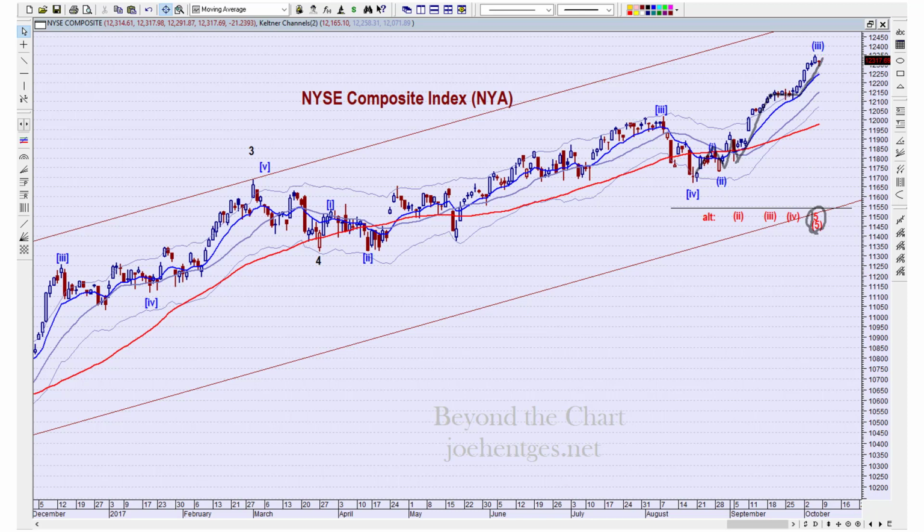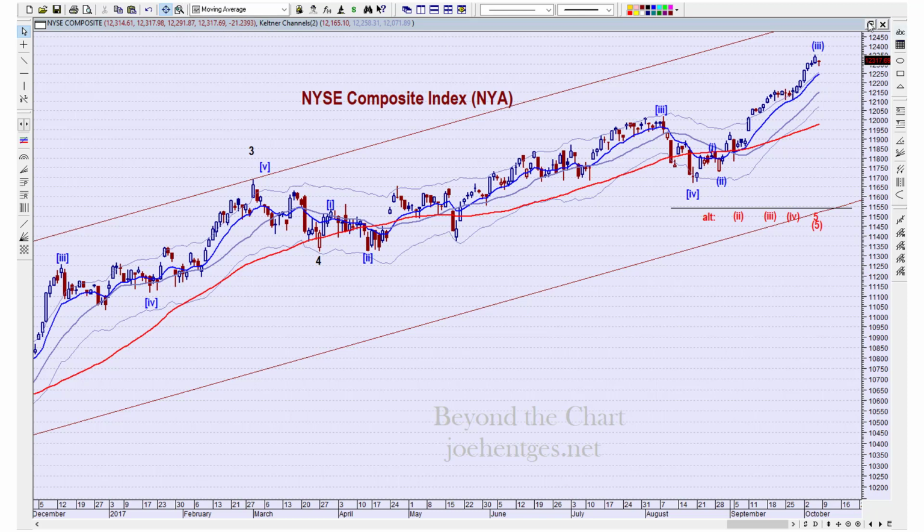Right now, no matter how you call it, we are at an extreme. We've been way outside the Keltner channels on the New York Composite. It's a similar type thing on all of the indices. We're very extended right now, so we'll watch to see what we get over the next week or two. All right, that's the New York Composite.